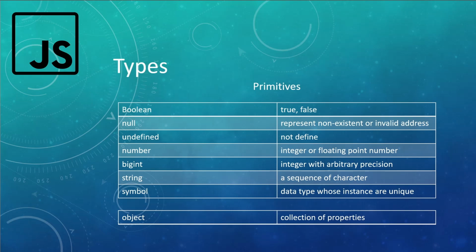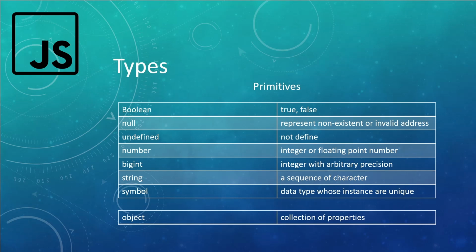If you come from another programming language, you're probably familiar with this, but different languages have different base data types, though most of them are similar anyway. Boolean is true or false. You have null, which represents a non-existing or invalid address. Undefined means you haven't defined a value yet. Numbers in JavaScript include integers and floating point numbers, whereas in other languages like C#, integer and floating are two separate data types. But JavaScript calls them numbers.